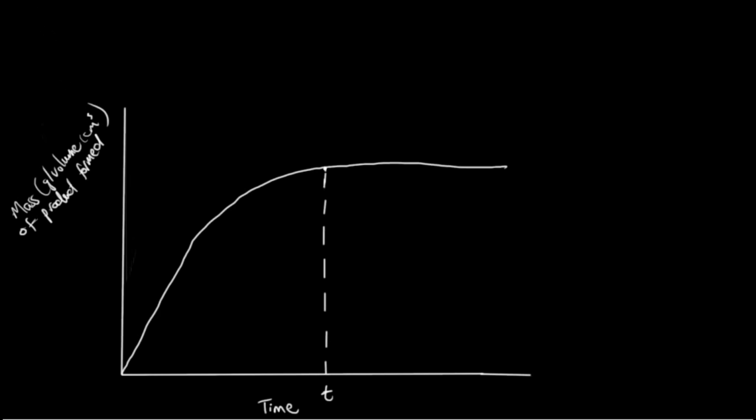Time is the independent variable of this graph. That is the factor that is controlled. Your mass per volume of the product that is formed is your dependent variable. Sorry, we already established the independent was time.